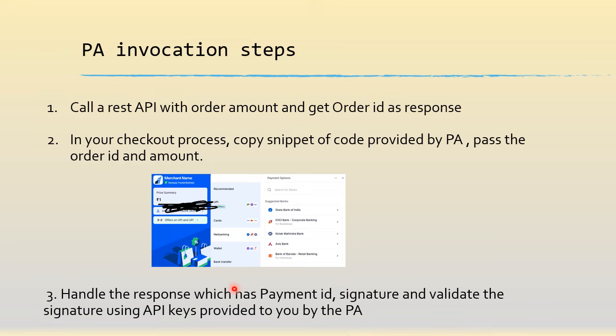So the merchant has to write a code so that it can validate the signature to ensure that it is a genuine payment acceptance. It uses a set of API keys which are provided upfront by the PA. Once the signature is verified, the merchant then shows a successful page to the end customer. And that's how the payment cycle gets over.